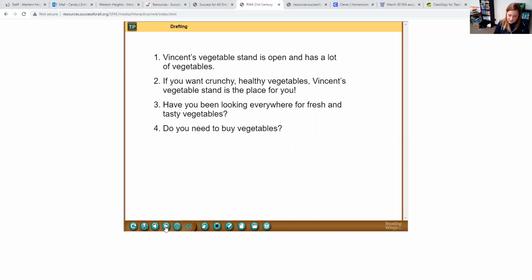So make sure that whenever you're writing your advertisement, you are thinking about those things and include reasons that your reader might want to visit your vegetable stand. And I like how they use the exclamation points to show that it's exciting. All right, I look forward to reading your advertisements.